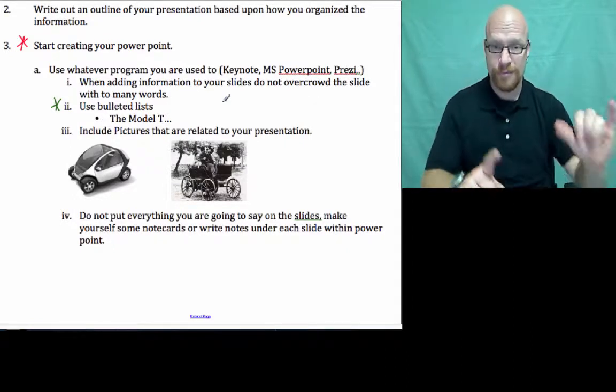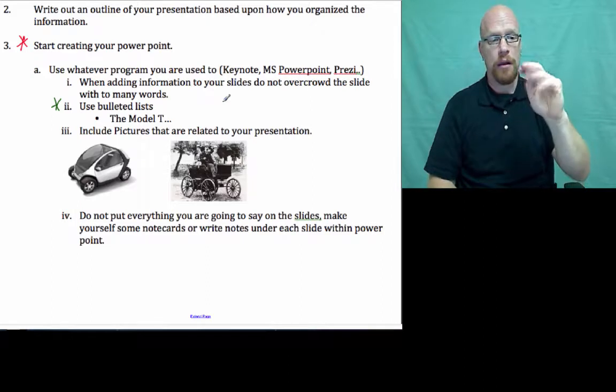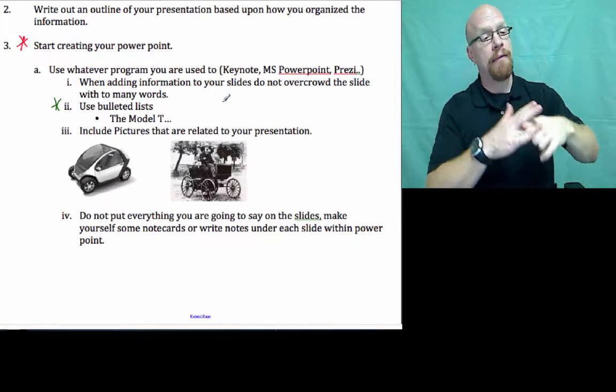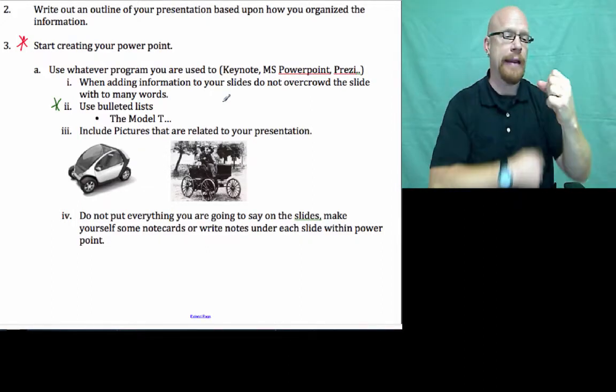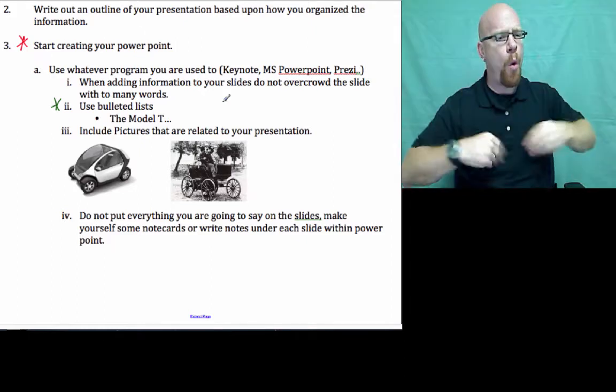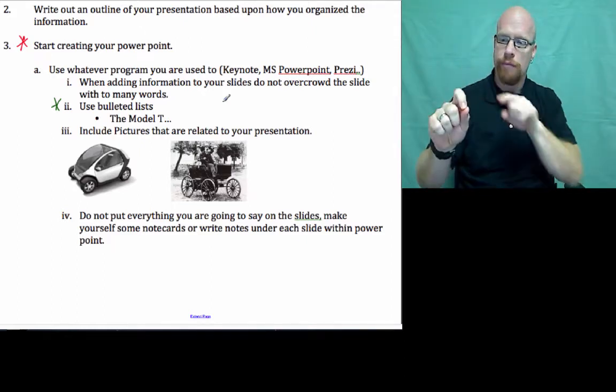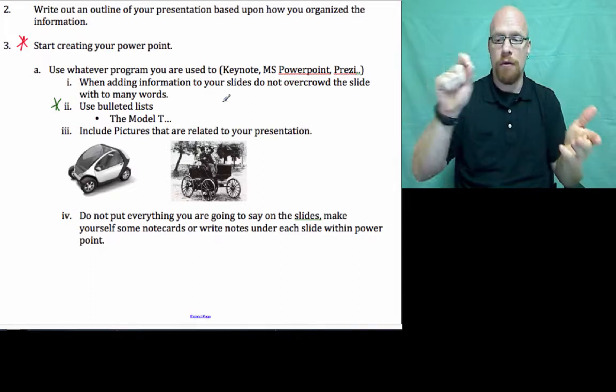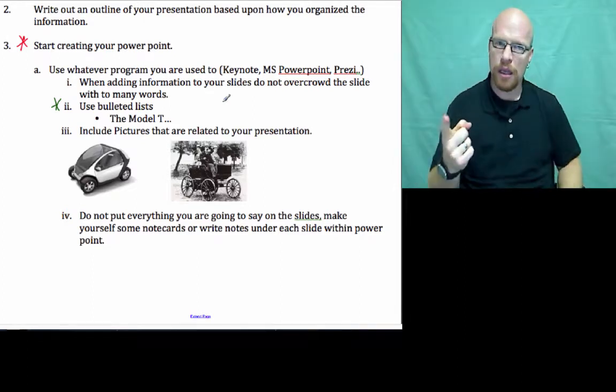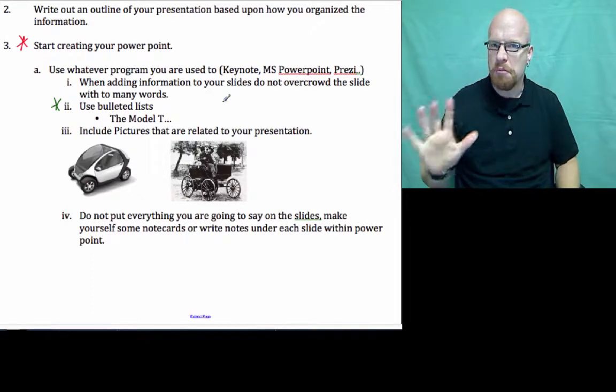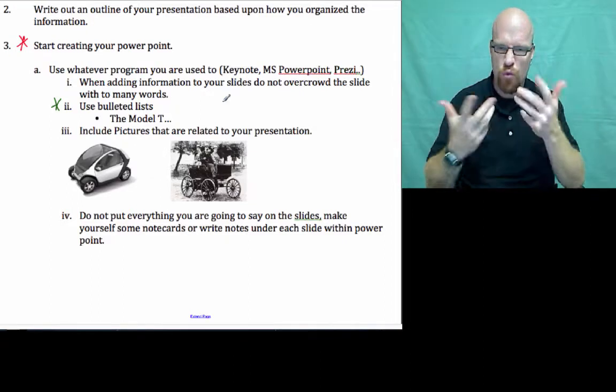Like here, I would say my first bullet is the Model T. Now, the Model T was built by the Ford Motor Company in this year. These many people own this vehicle. And then I may have a next bullet point and the next bullet point on different subtopics. You can use bullets or numbers 1, 2, and 3.